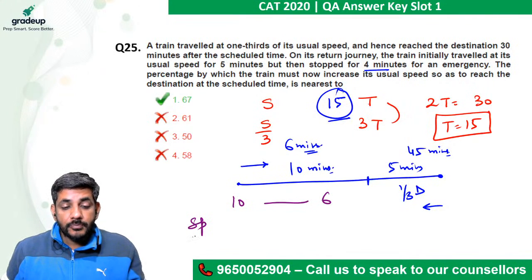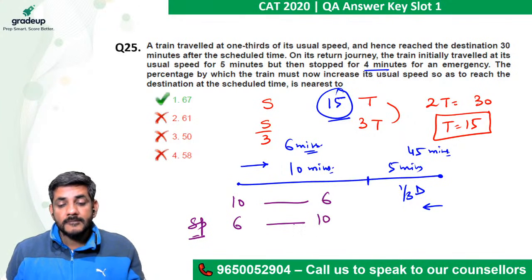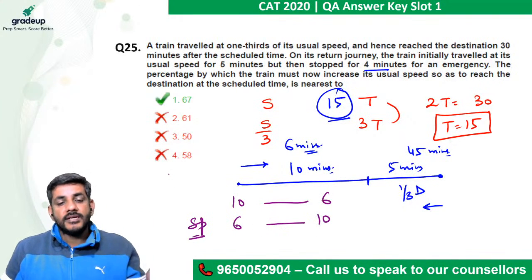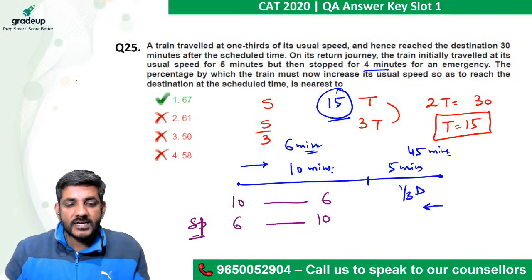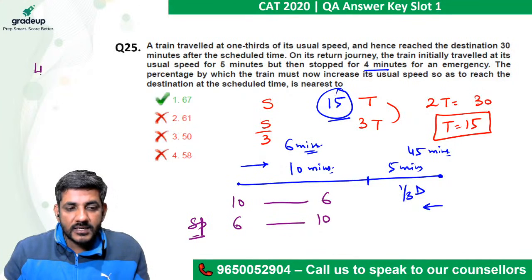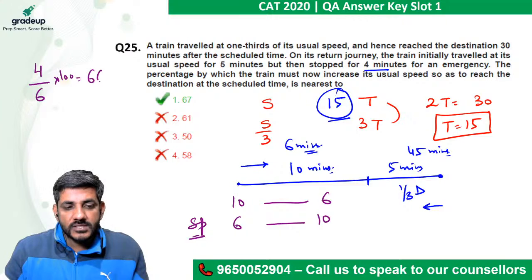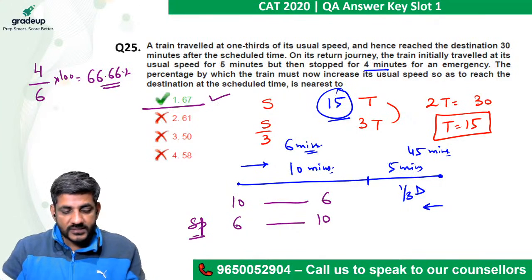So can I say speed, which is inversely proportional to time, should increase from 6 to 10? If the time has reduced from 10 to 6, the speed must increase from 6 to 10. और 6 से अगर 10 हो रही है speed, इसका मतलब there is an increase of 4 on a base of 6, which is equal to 66.66%, and that is closest to 67%.